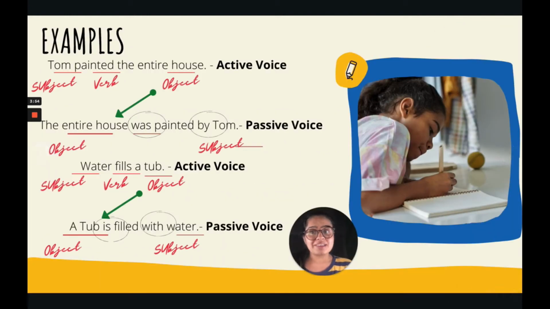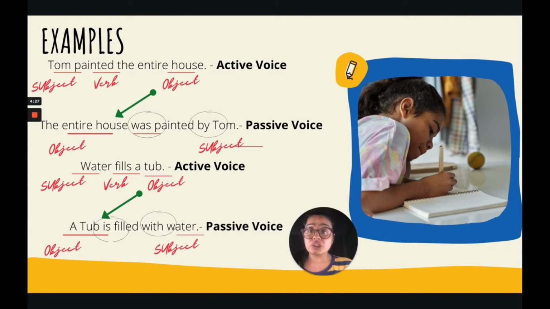Now let's practice some conversion from active voice to passive voice using the same strategies which we have just learned. The first example says, Tom painted the entire house. The sentence is in active voice. In order to change the active voice into the passive voice, following the same rules which we have just discussed, the sentence will be, the entire house was painted by Tom.